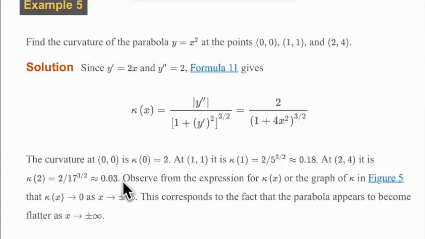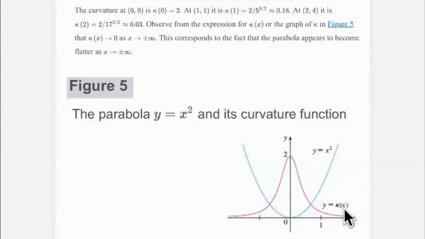about 0.03. Now, if you're looking at the curve, you can see that the curvature at 0 is equal to 2, and at (1, 1), the curvature is about 0.18, and at (2, 4), the curvature is about 0.03, so it gets smaller.